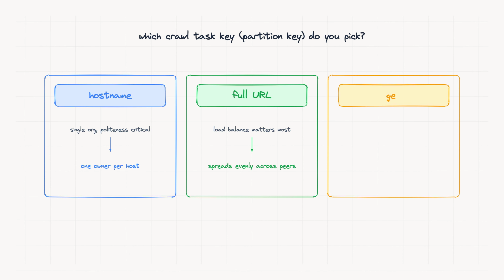And if peers are spread across the globe and fetch latency is what you're optimizing, proximity-based assignment crawls each region locally at the cost of lumpier load. So walk through the trade-offs and pick for the situation in front of you. With either choice, dedupe works the same way. Each URL hashes to exactly one owner.